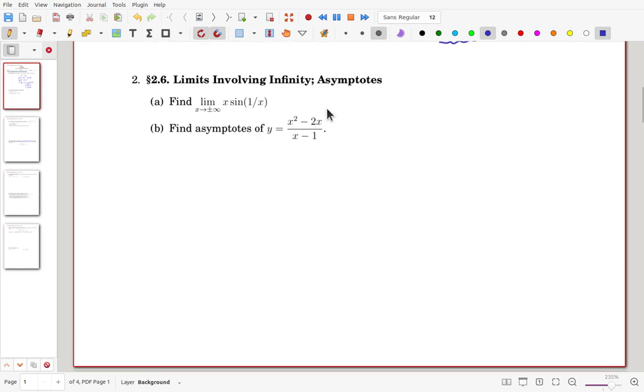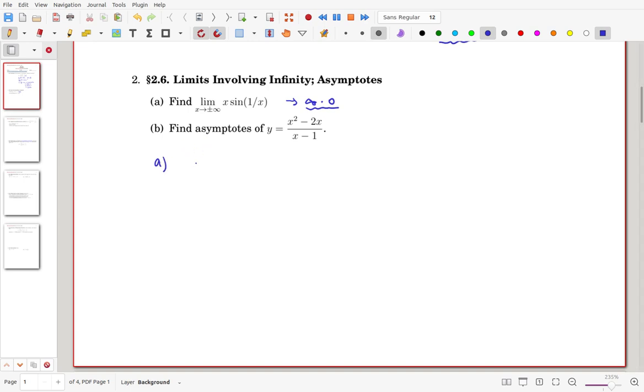Now, limits involving infinity and asymptotes. We have to find the limit as x approaches plus or minus infinity of x times sine of 1 over x. If x becomes large or negatively large, then x goes to infinity, and 1 over x will become 0, so sine 0 will be 0. So it is an infinity times 0 type of problem. So we have to do some manipulation, part A.